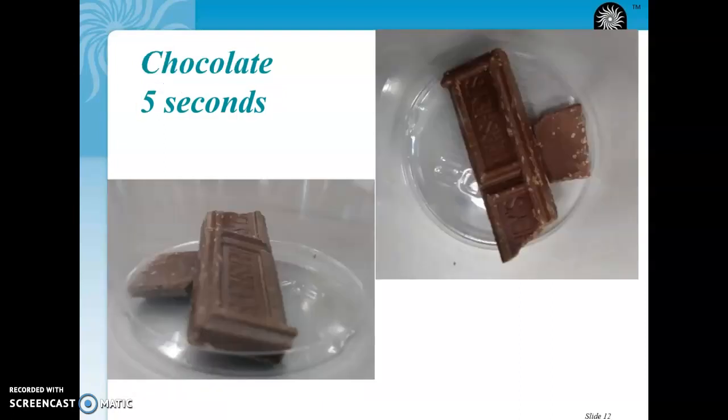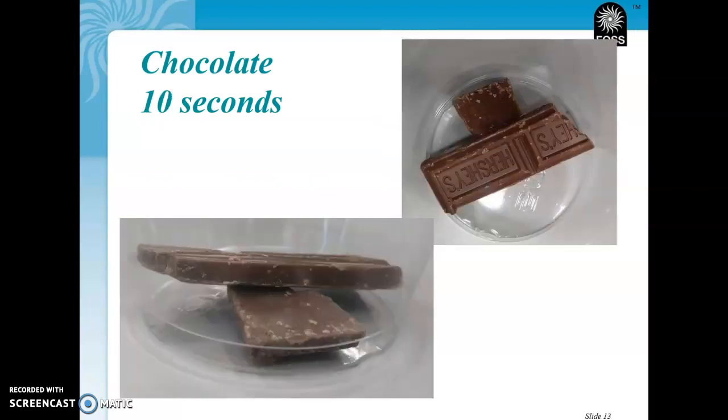Next, I took the chocolate. And again, the goal is to try to see how this solid changes once it's heated. This is the chocolate as it appears after 5 seconds in the microwave. Did you notice any changes? I put the cup back in the microwave, and at 10 seconds, this is what the chocolate looked like. Again, take note in the bird's eye view as well as the side view.